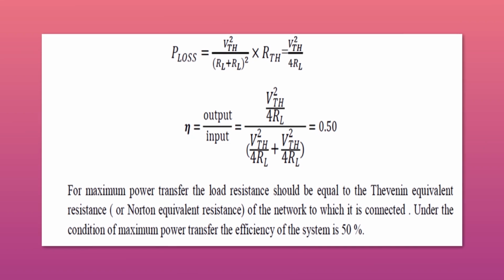And what is this condition? The condition is when load resistance is equal to RTH, then maximum power will be transferred. Now you have to find this maximum power. What is the value of this maximum power transfer?